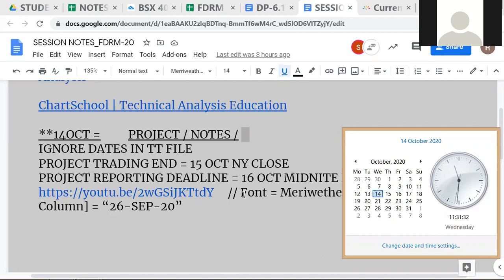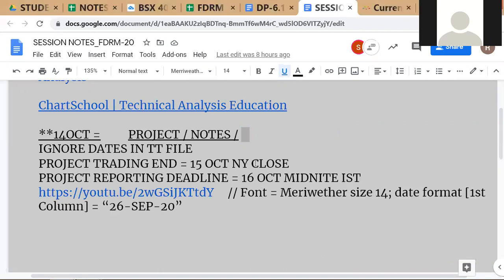Okay, so 15th October, last trading at the end of New York. And then you should submit the deadline. You should have submitted the drive sharing link to me. If you see the video, you'll understand the drive share mechanism and how you have to submit the results. You should have submitted it by 16th October, Indian Standard Time, midnight.